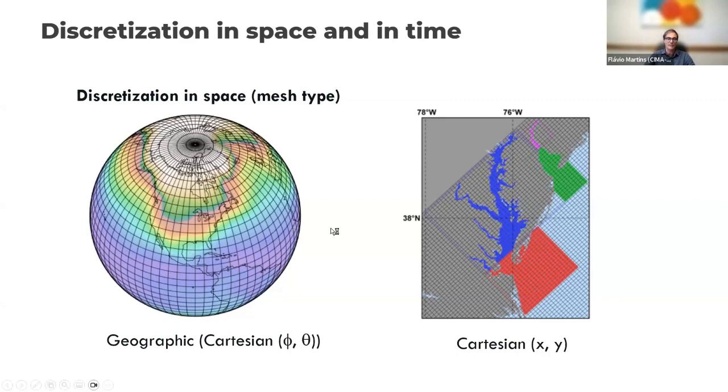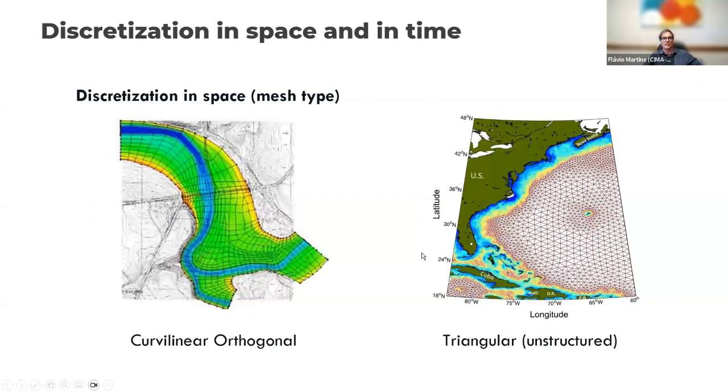There are a few ways of discretizing the space. You can discretize using a geographic grid like this, a function of theta and phi. You can discretize using a Cartesian grid, usually for smaller systems. And you can discretize in more sophisticated ways using a curvilinear grid or even a triangular grid. This last one has this name here, unstructured. All the other meshes before are structured, and this one is unstructured.